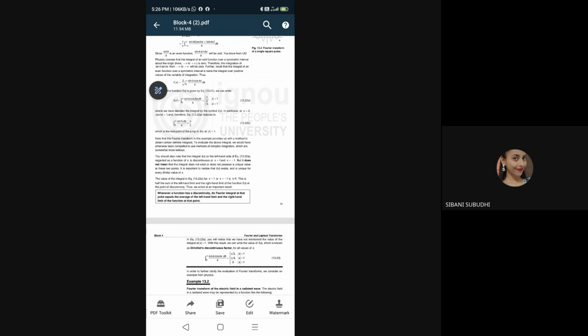Integration 0 to infinity of sin k cos kx dk by k is equal to pi by 2 when modulus of x is smaller than 1, is equal to pi by 4 when modulus of x is equal to 1, and is equal to 0 when modulus of x is greater than 1.